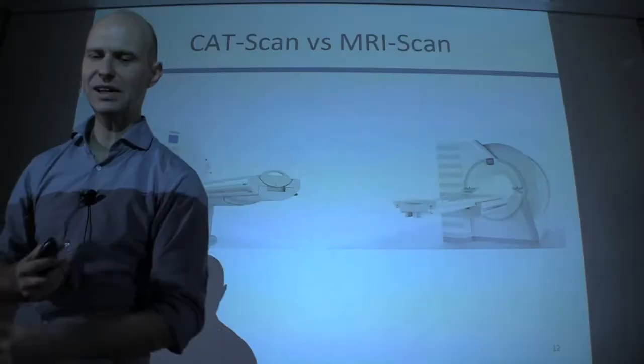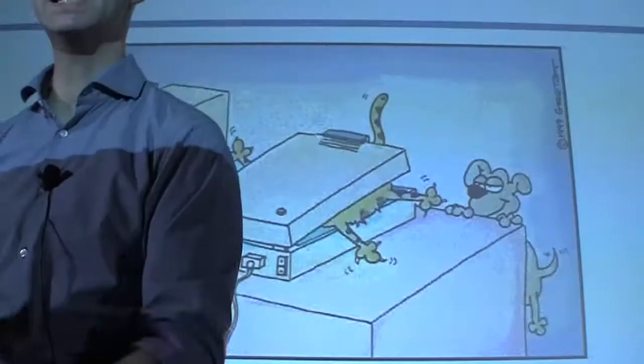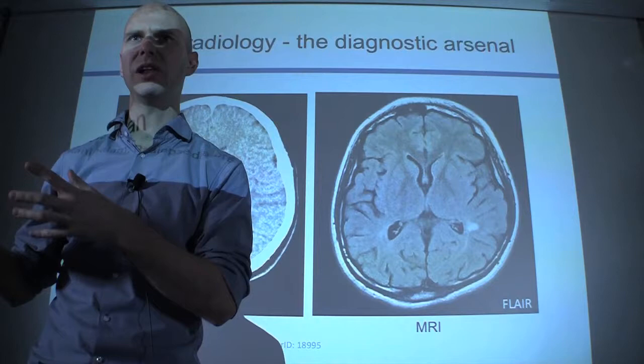A CAT scan. Yeah. So does anyone know what a CAT scan is? Most of the time people know. But these machines, they look so similar, right? But they are so different. And if you think about what a CAT scan really is, in comparison to an MRI, it's almost like doing a black and white copy, right? In terms of a full color inkjet printer or some laser printer, right?